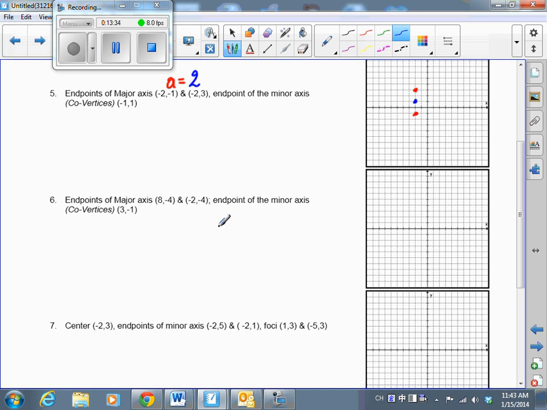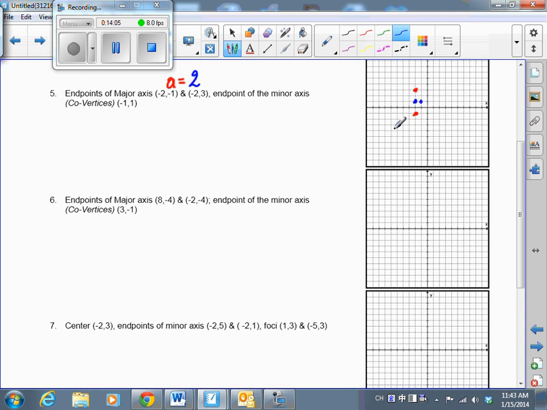Now, let's plug in the covertex. The endpoint of the minor axis or covertex is at 3, -1. Oh, that's a mistake. What was that? Oh, I'm looking at this. No wonder. It's -1, 1. So -1, 1. Somewhere here.